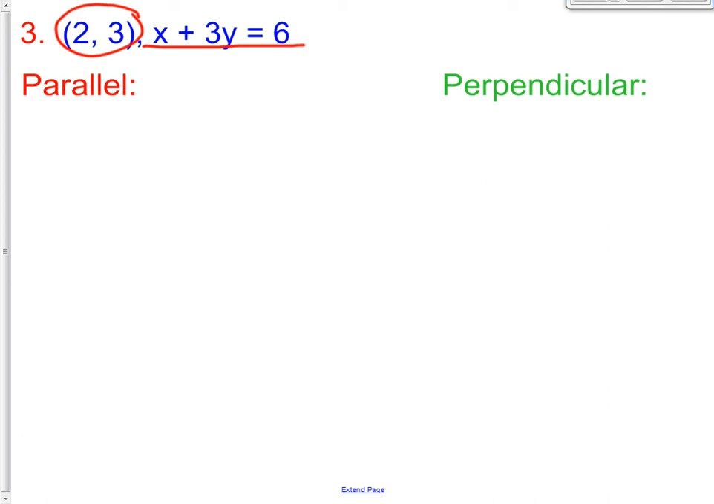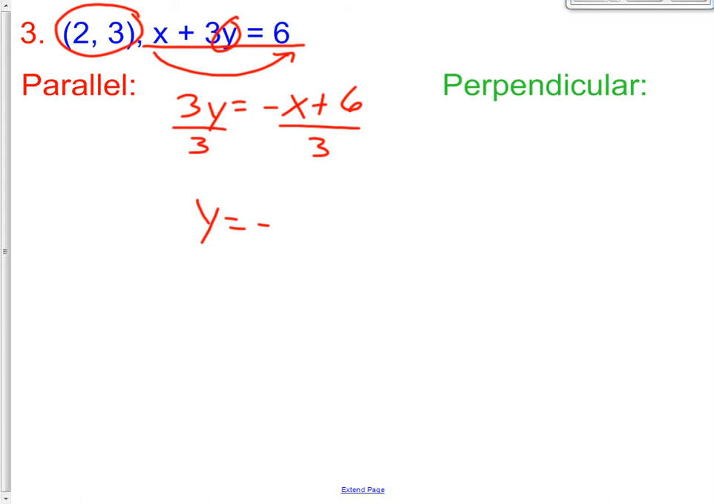Let's do that. So let's get y all by itself. X, I got to get you over here. So I'm going to subtract you. So 3y equals a negative x plus 6. And now I divide both sides by 3. And so I get y equals a negative 1/3 x plus 2.